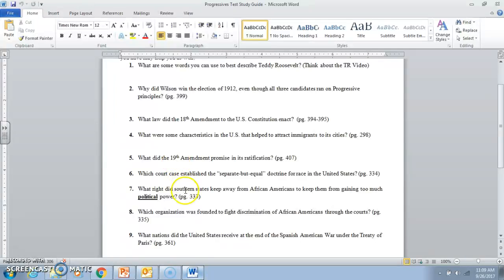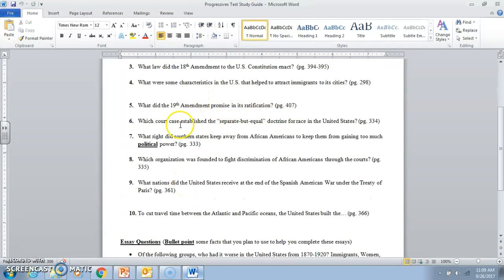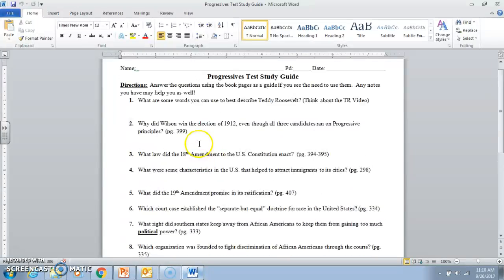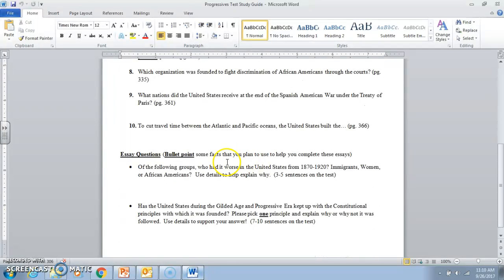Every other question here has a page number to refer to when it comes to these questions. Again, these are the multiple choice sections. The day before the test, we will be doing a Kahoot game on these, and then we will also be reviewing the essays. Speaking of the essays, I have 2 essays.